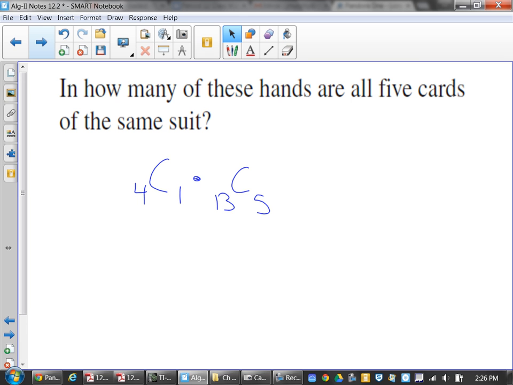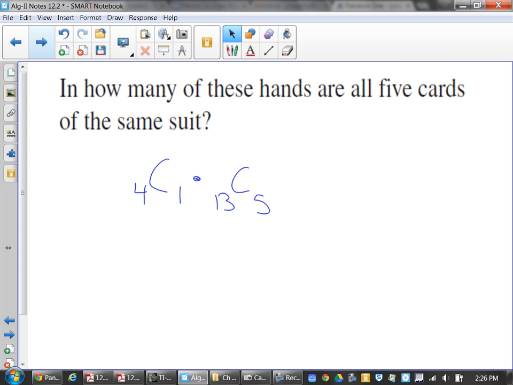The reason that we need to multiply those two together is because they are dependent upon one another. You want the same suit and all 5 cards the same. There's going to be a difference here in a little bit about when we add or when we multiply. It is very distinguishable. It is so simple to see the difference in what you're doing.